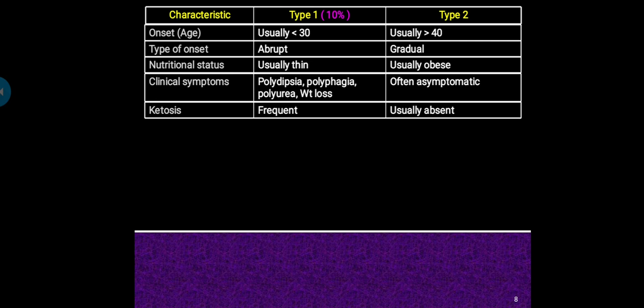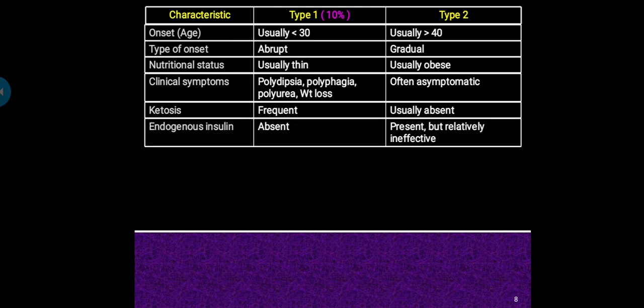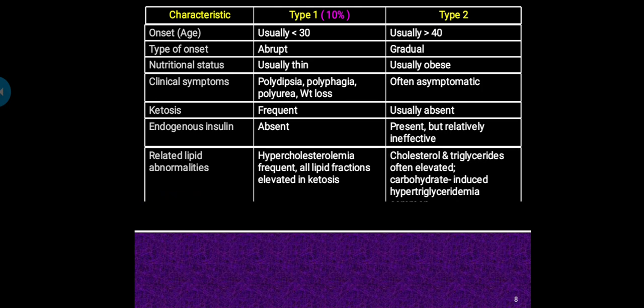But type 1 has abrupt onset, and there is presence of these three classical symptoms: polydipsia, polyphagia, polyuria, and associated weight loss. Ketosis is frequent in type 1, less common in type 2, but it may be present. Endogenous insulin: as type 1 is an insulin secretory defect, insulin level is very negligible in type 1, almost absent, and in type 2, insulin is present but relatively ineffective.